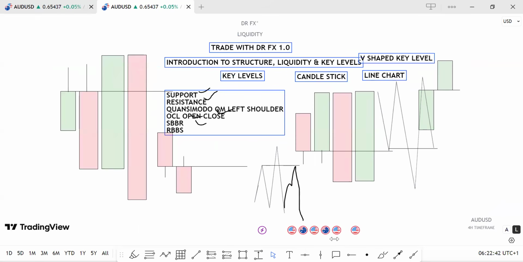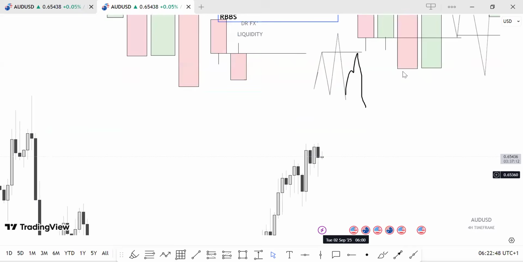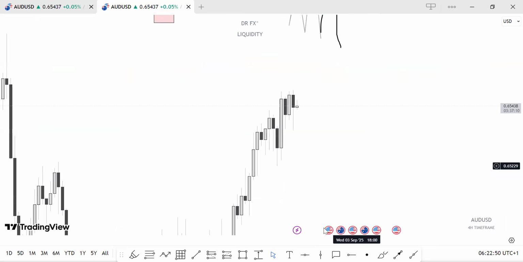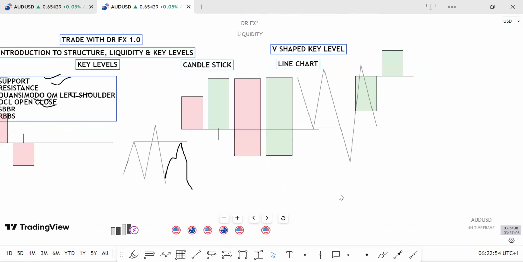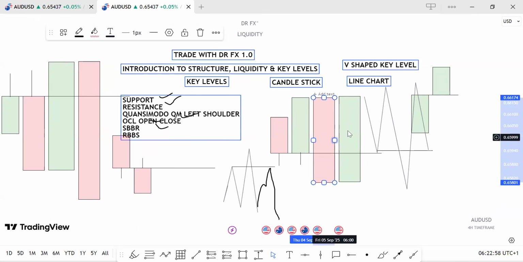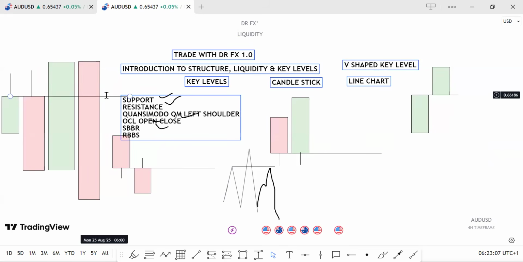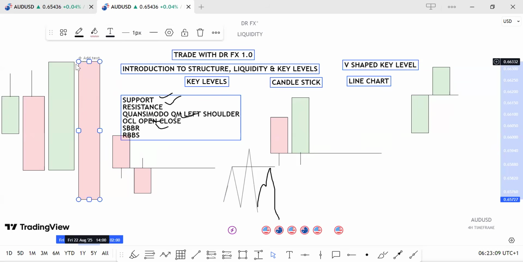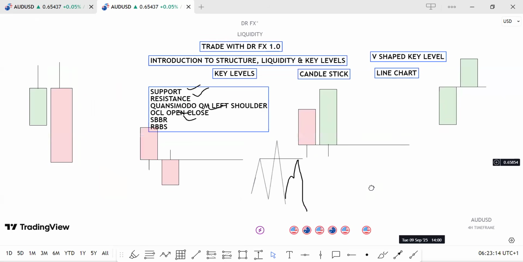We talk about storyline and we talk about the three types of bias, right? So now, how do we know a key level has been respected? Let's delete a couple of things and use a simple example. Let's say we have a key level and we're expecting the market to trade into that key level. How do you know that key level has been respected?